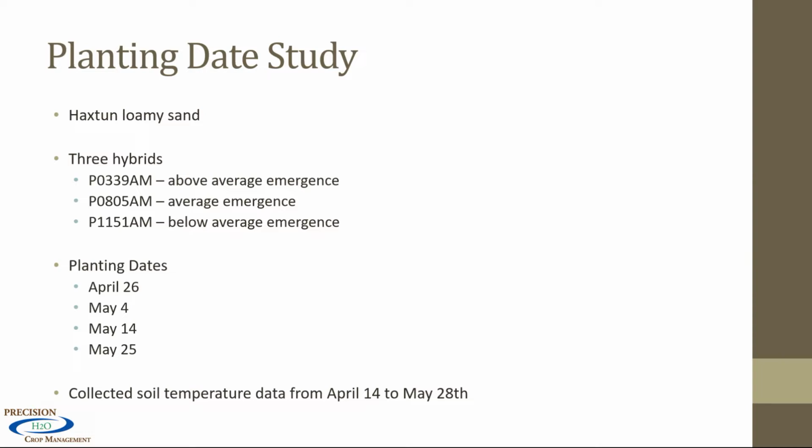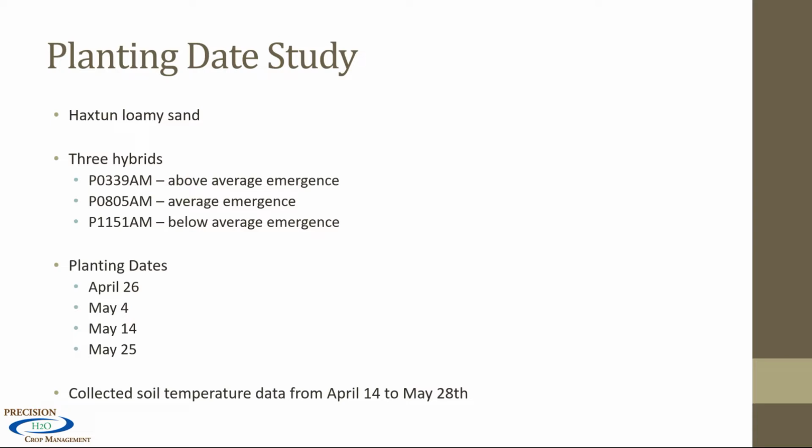It was conducted on a Haxton loamy sand, which is one of the most highly productive sands that we have in the area. We chose three Pioneer hybrids: 339, 805, 1151. 339 was chosen as a hybrid that has a characteristically above average emergence in cooler soils. 805 is considered to be an average emerger, and 1151 would be considered to be below average emergence.